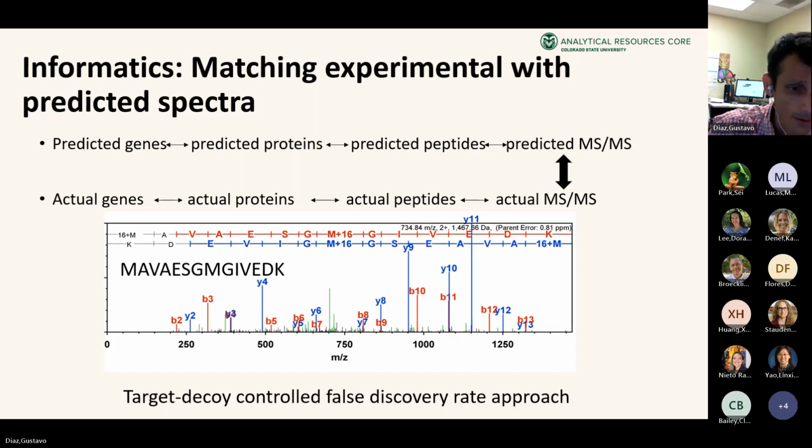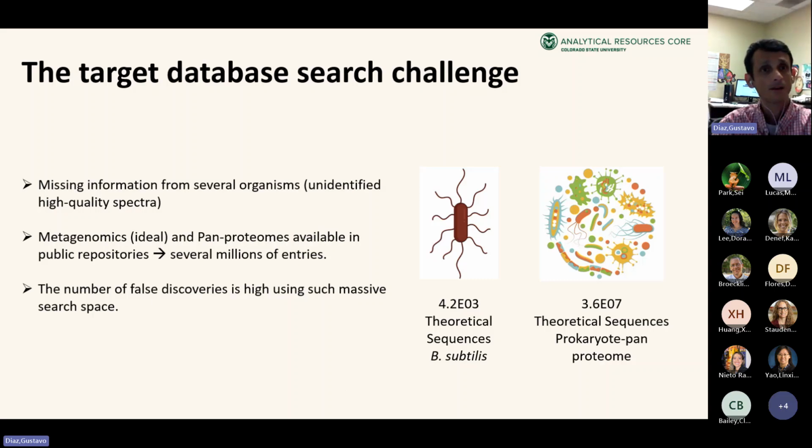So when we are studying single organisms, it's relatively manageable. Here you see an example of how many theoretical sequences we have from Bacillus subtilis. We have around 4,000 sequences, and with the decoy, it's going to be 8,000 sequences. But what happens when we have these massive metaproteomics data sets? On the right side, we have the theoretical sequences from all prokaryotes, and it's more than 36 million sequences. So with the decoy, it's going to be 72 million sequences.